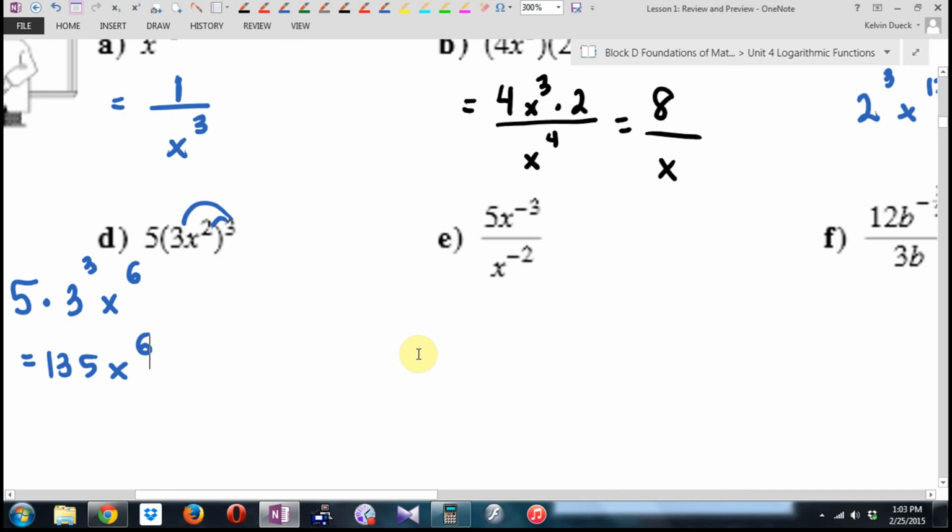E. Are there exponents outside brackets? Is there power to a power? No? Okay, then the next thing I look for is elevator. That 5 stays where it is.